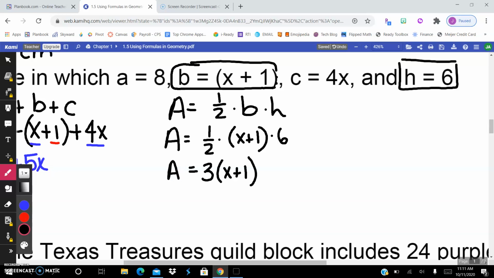And then I have to distribute. So 3 times x would give us 3x, and 3 times 1 would be a positive 3. So our area would be 3x plus 3. They didn't tell us any units, so I'm just going to say units squared.